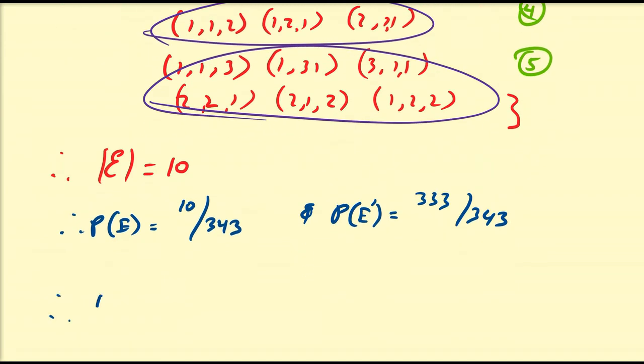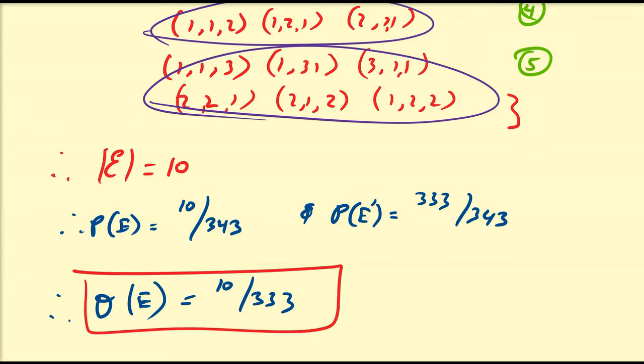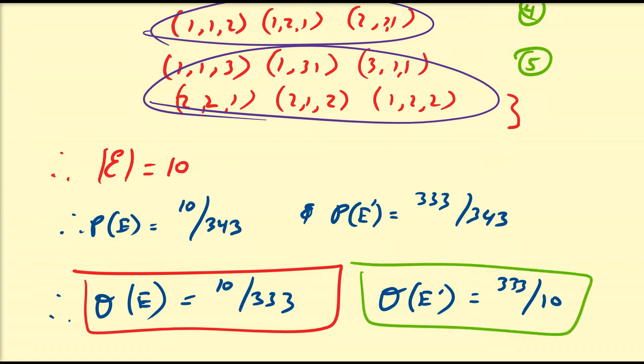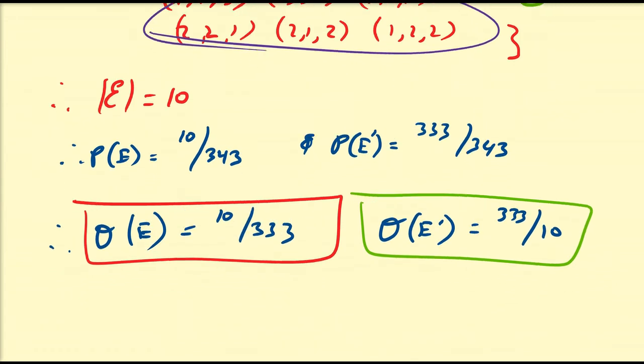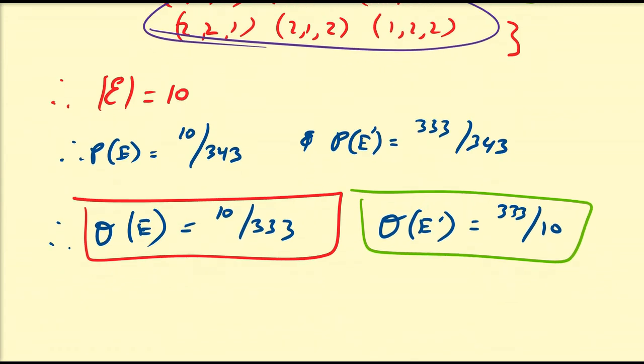So that means the odds in favor of having a sum of at most 5 is going to be equal to 10 divided by 333. Right? And the odds against that is going to be 333 divided by 10. So the odds are more in your favor for the complement of E, not E. So if you were to bet in a casino, you would probably want to wager for E complement and not E.